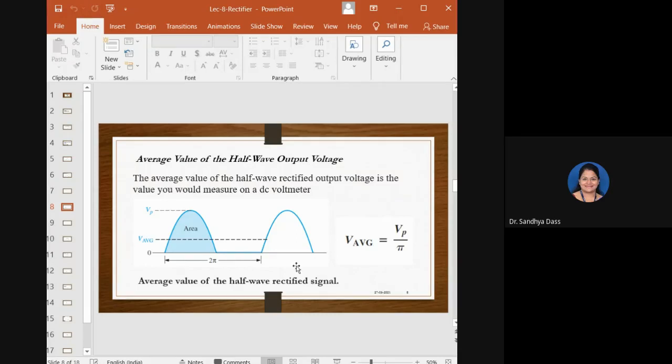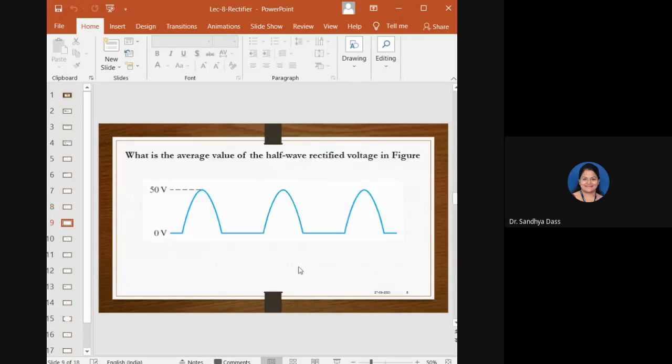Okay. Now, quickly answer this question. What is the average value of the half wave rectified voltage in the figure shown? Quickly, I'll be expecting answers in the chat box.